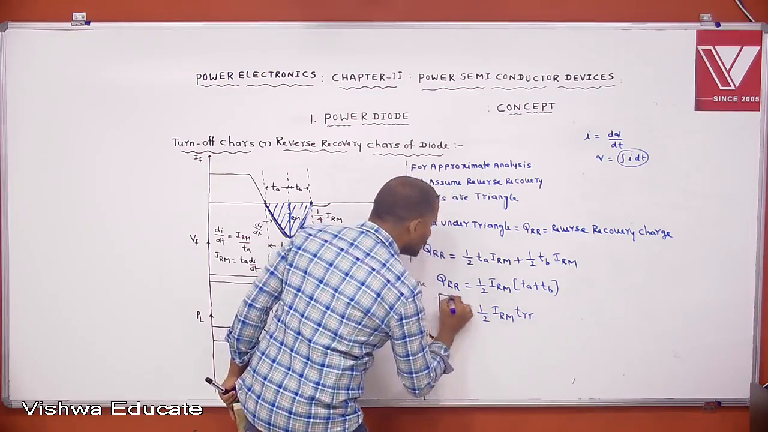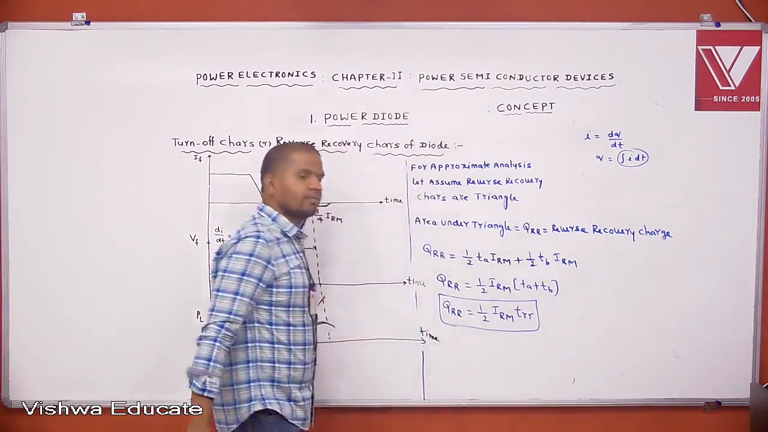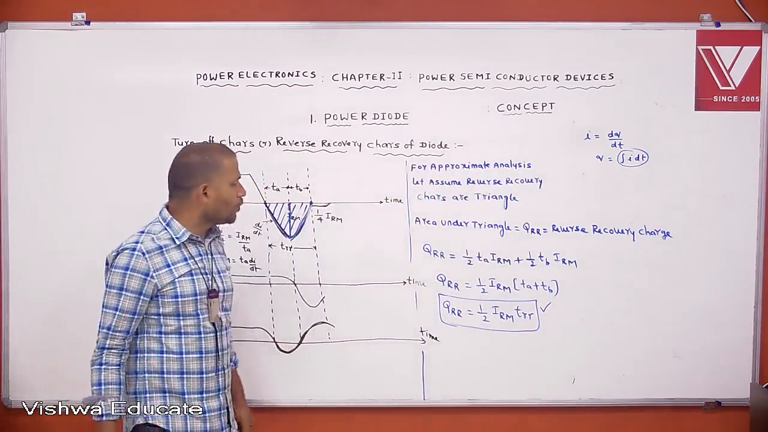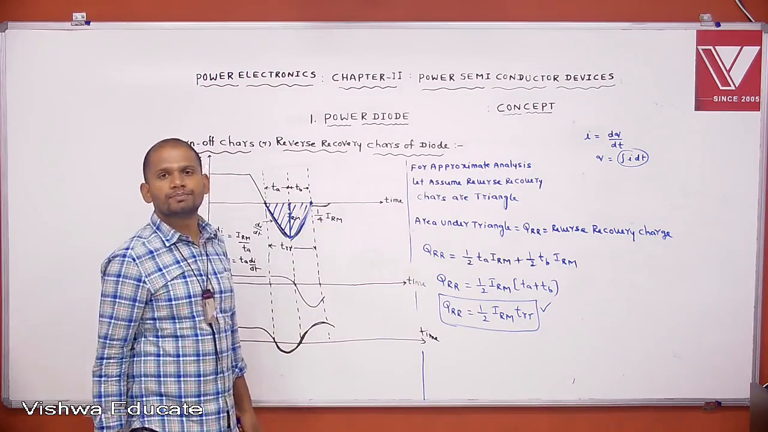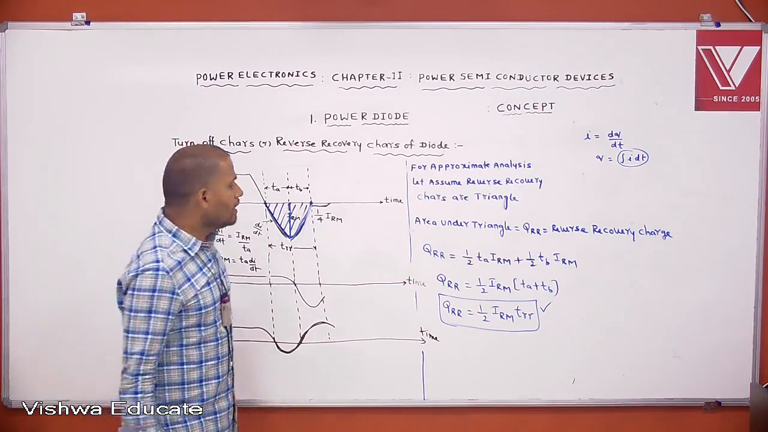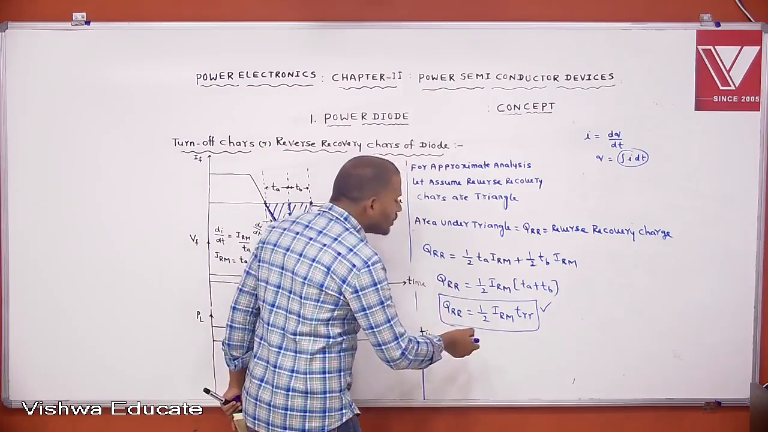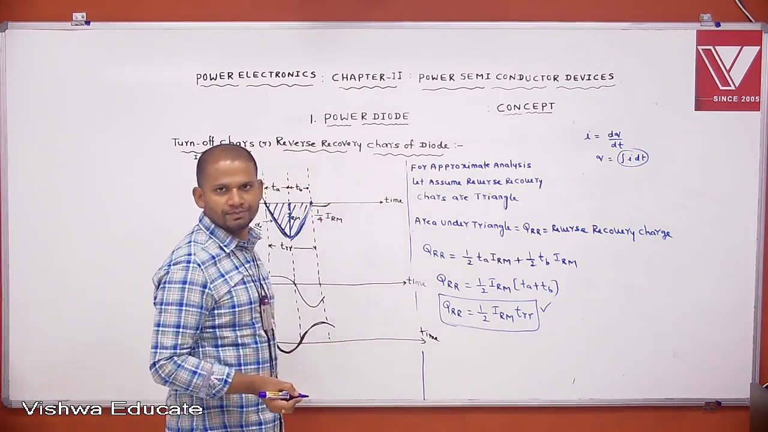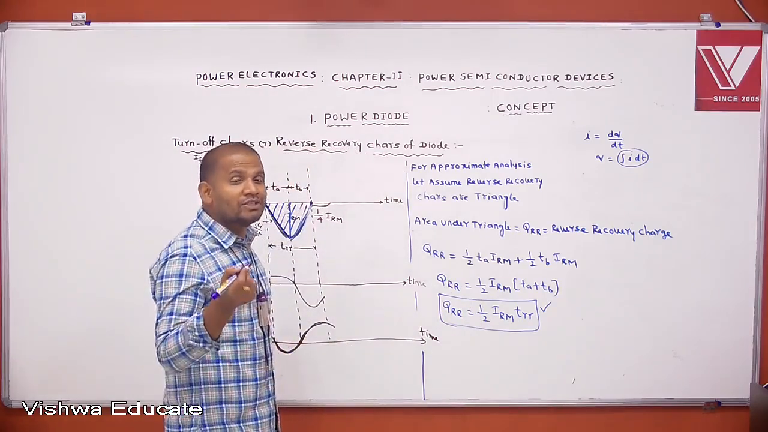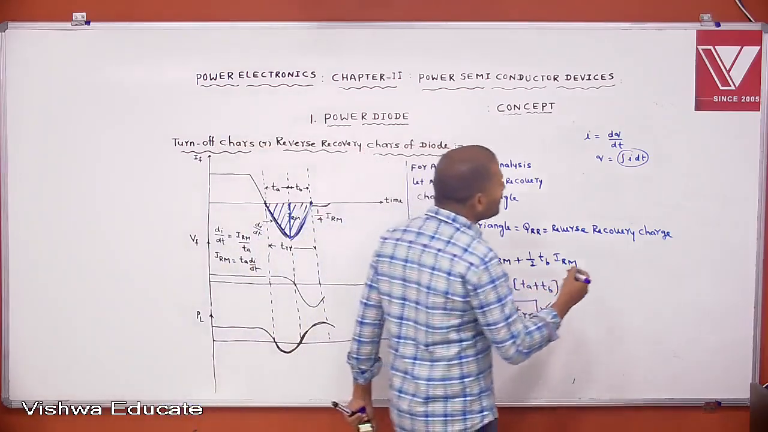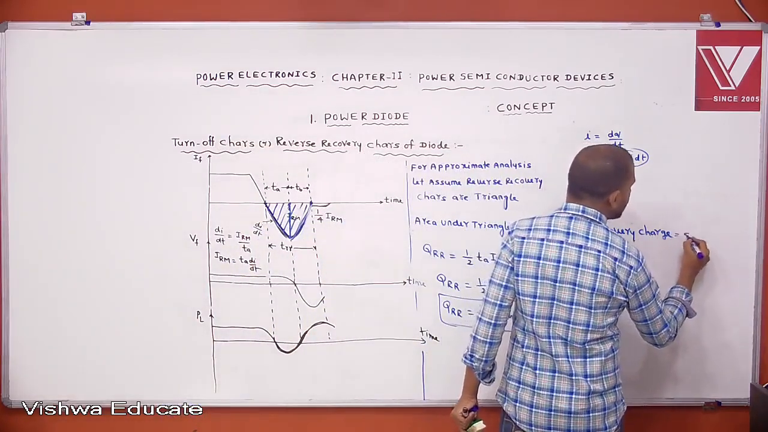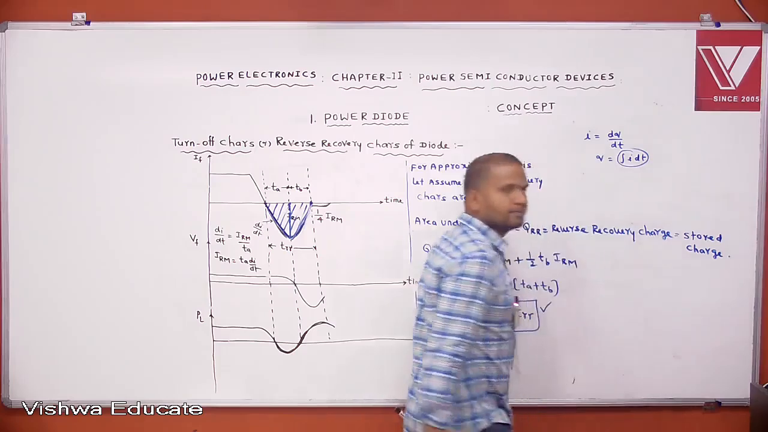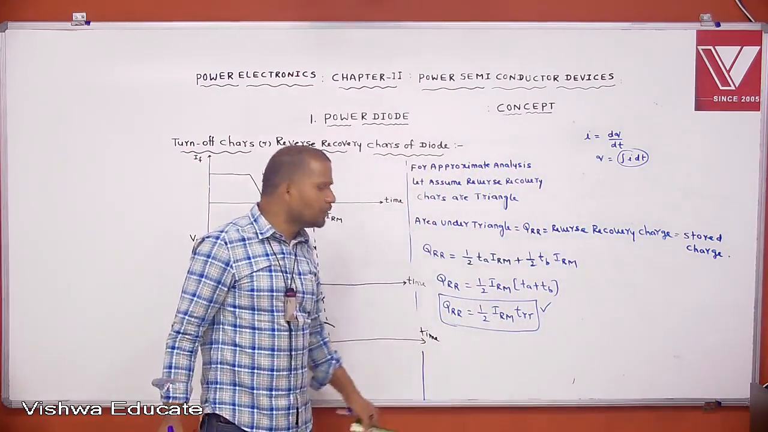This is one equation. Very important that you concentrate. QRR equals 1 by 2 IRM into TRR. Understood or not? Okay. This is the reverse recovery charge, that is, the stored charge. Reverse recovery charges are stored charges in the junction and layers. That means how much charge is stored. That is 1 by 2 IRM into TRR.